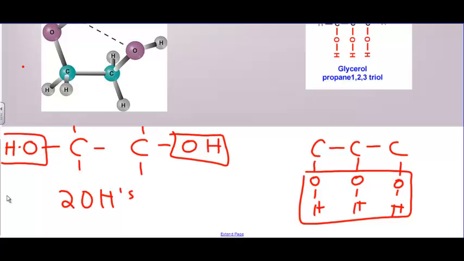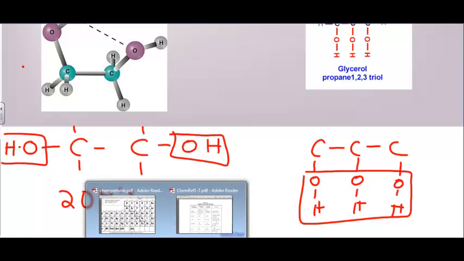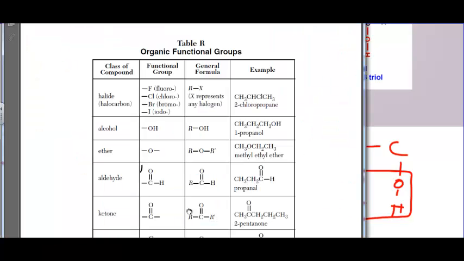So again, I don't want you to panic, because to identify an alcohol, you look for OH, and they give you an example of how to name it here. So if you get this on the Regents exam, which you will, you follow the example that's given to you in your Table R.